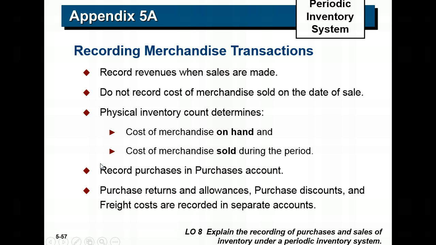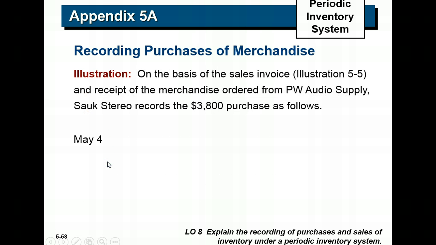We're not going to record purchases into inventory like we did under the perpetual method. We're going to record them into an account called purchases, and we're also going to use purchase returns and allowances, purchase discounts, and freight. So the key here is perpetual versus periodic. We're using different accounts. Under perpetual, we pretty much tag inventory to everything, our discounts, our returns. But under this periodic method, we're going to use some different accounts.